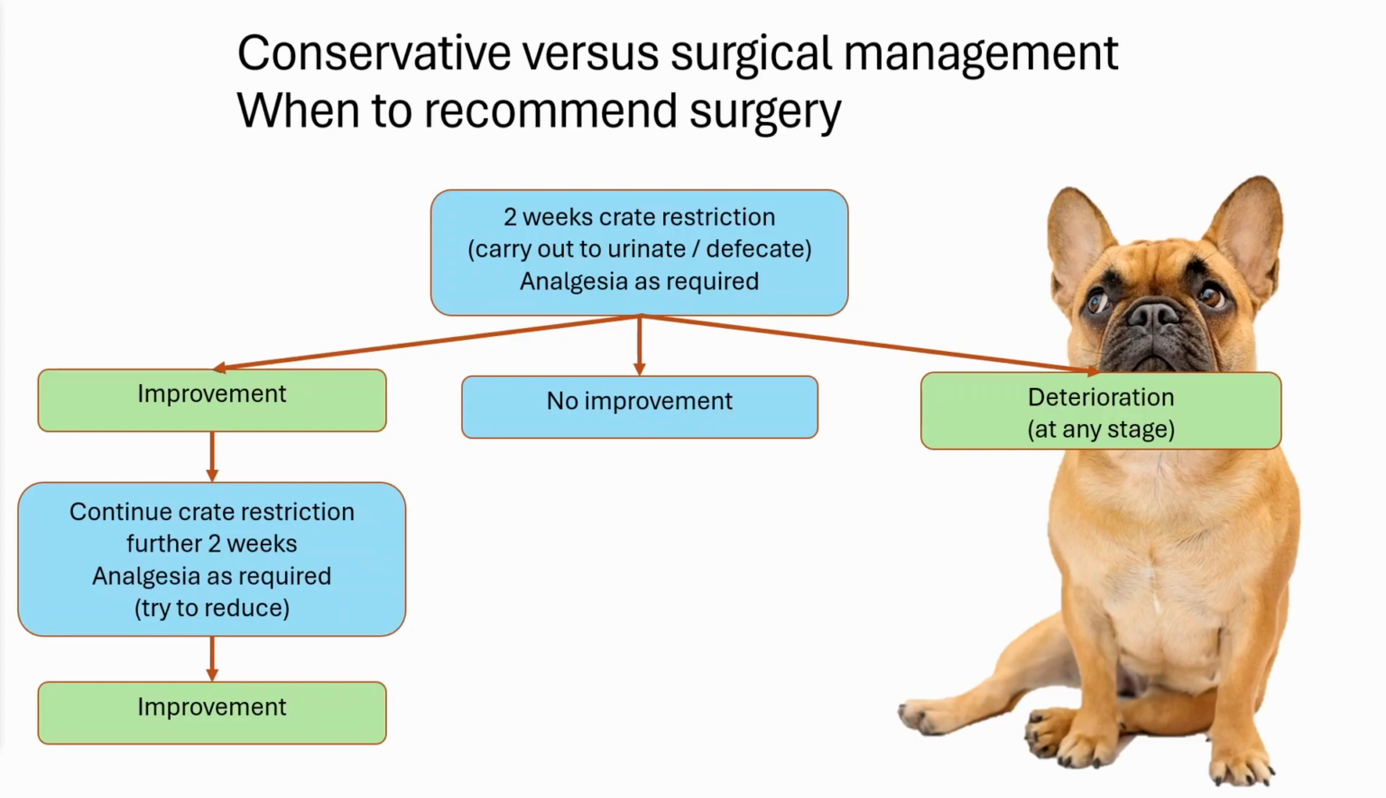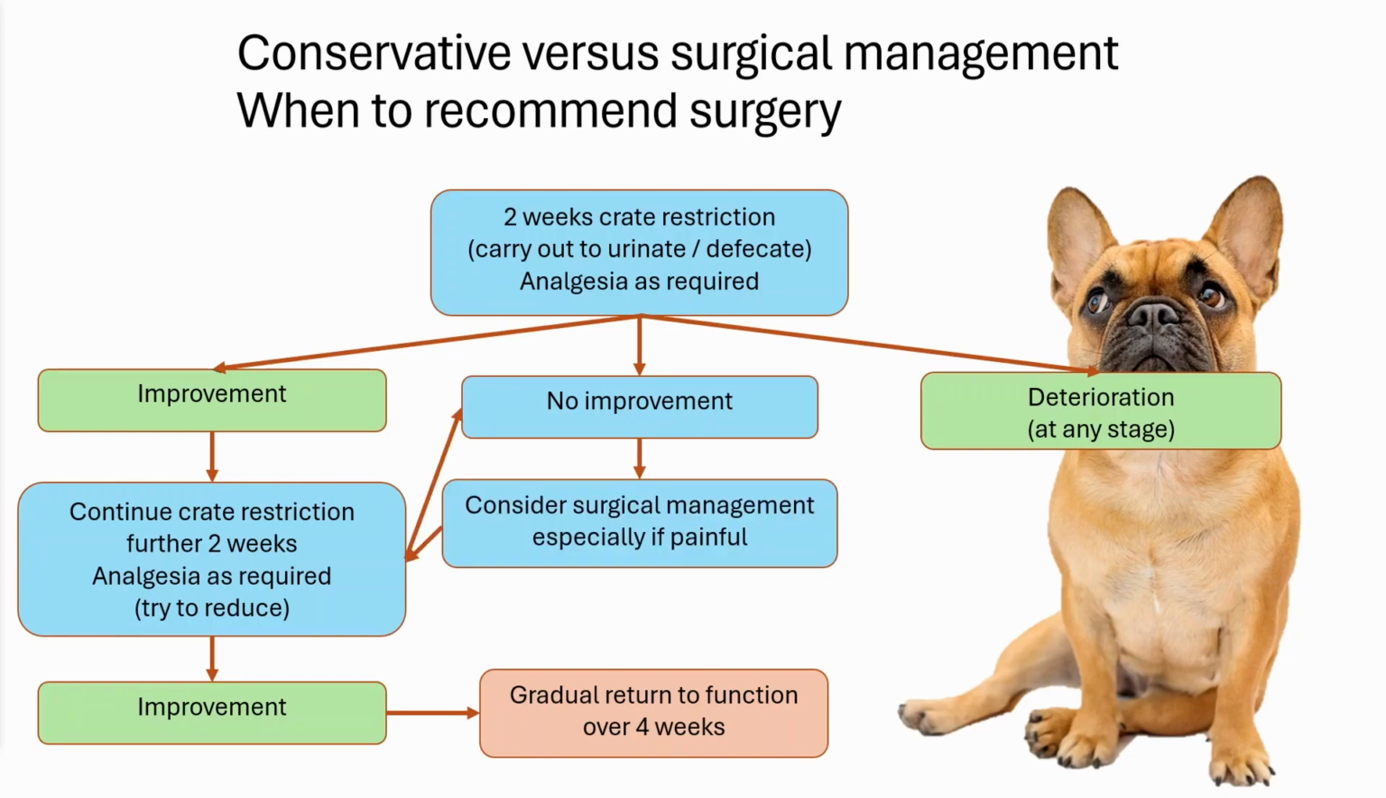If the animal is improving, then we're going to continue to restrict their activity. Obviously, we're going to be giving analgesia as required, and I will try to reduce it at 2 weeks, because my argument is that if the animal is going to be in persistent pain, then they have a persistent compression of that nerve root or spinal cord, and this is much more likely to require surgery at some stage, and I'd rather do it sooner rather than later if that's the case. And then we will gradually return to function over 4 weeks.